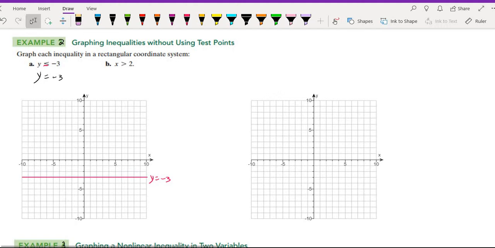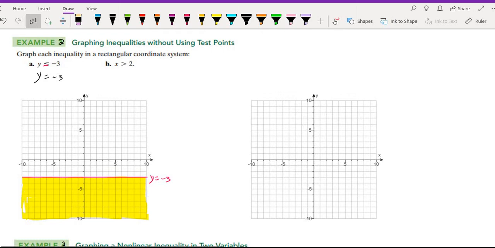And then now we have to think, if we say y is less than or equal to negative 3, that means everything below this line must be our solution. In this case, you really didn't have to do a testing point. Alright, so you are done. Let's go ahead and look at part B.